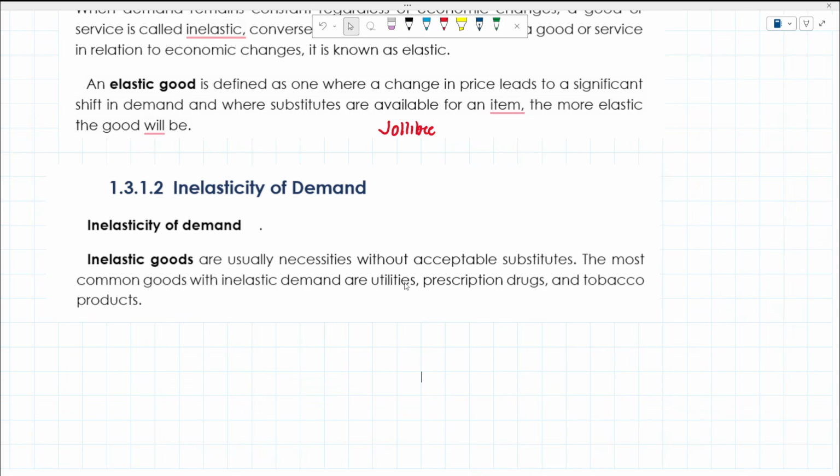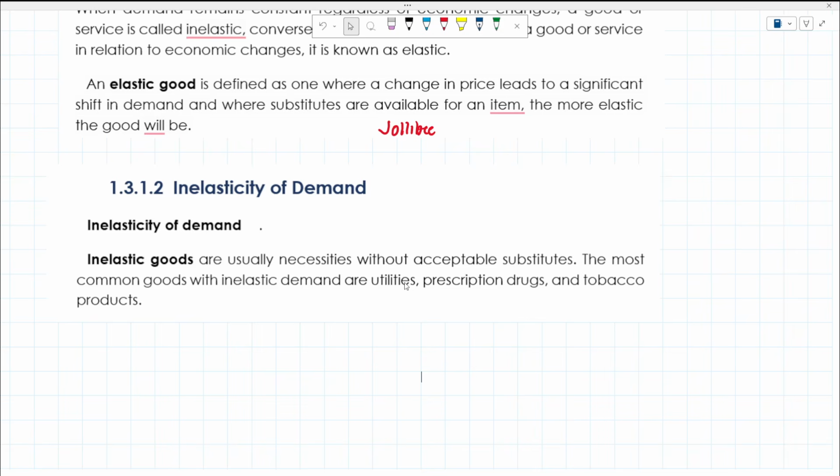Although we have generic drugs, generic branded medicines, even if they're generic, they're very expensive as well. And then tobacco products and other sinful goods, by which I mean those covered by the sin tax law. This will include alcoholic drinks, tobacco products, and vape products, which are usually inelastic goods.